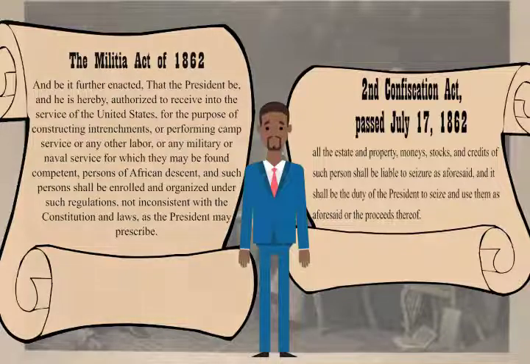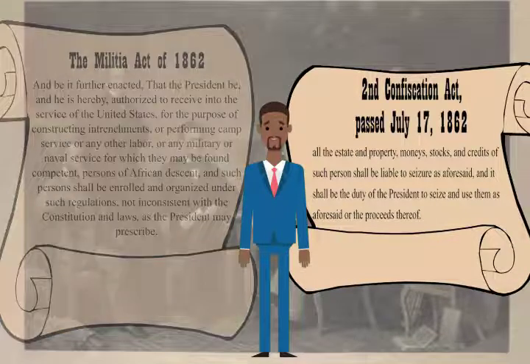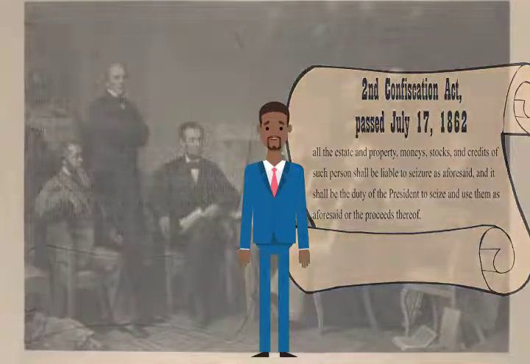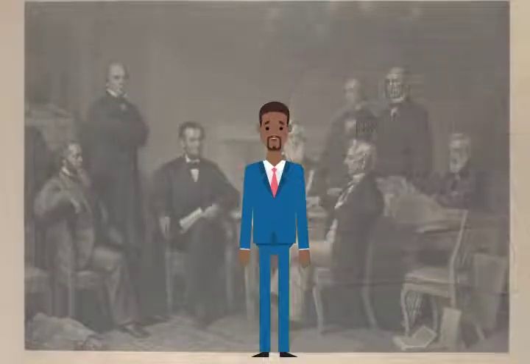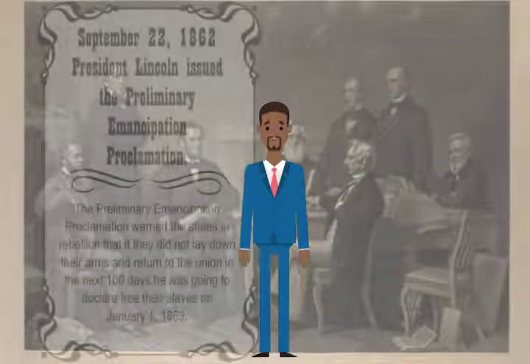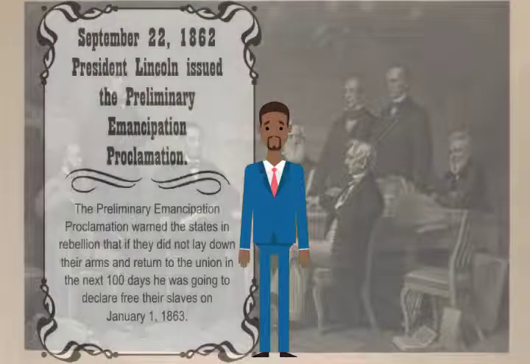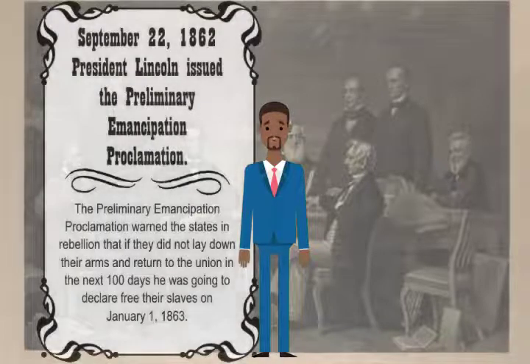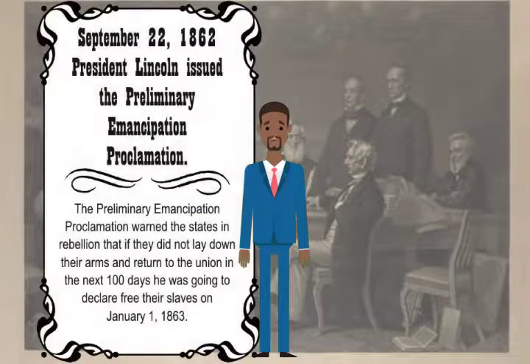This included slaves. On September 22, 1862, President Lincoln issued the preliminary Emancipation Proclamation. The preliminary Emancipation Proclamation warned the states in rebellion that if they did not lay down their arms and return to the Union in the next 100 days, he was going to declare free their slaves on January 1st, 1863.